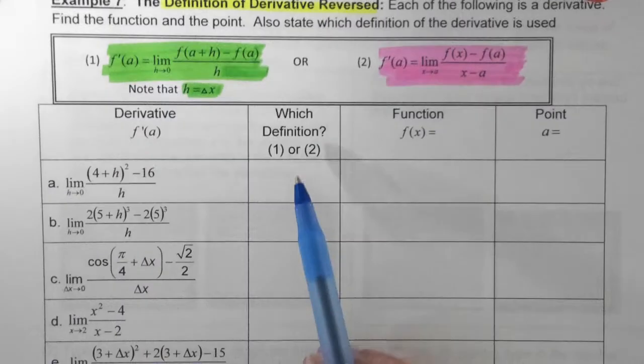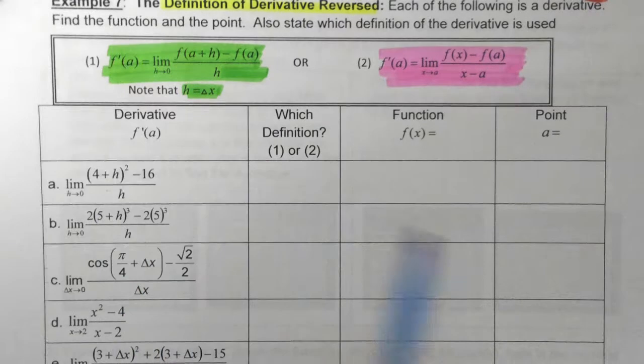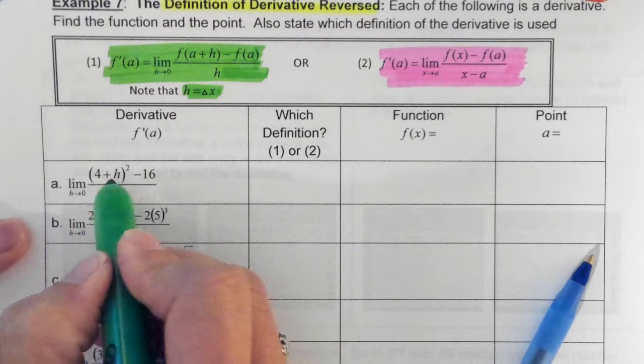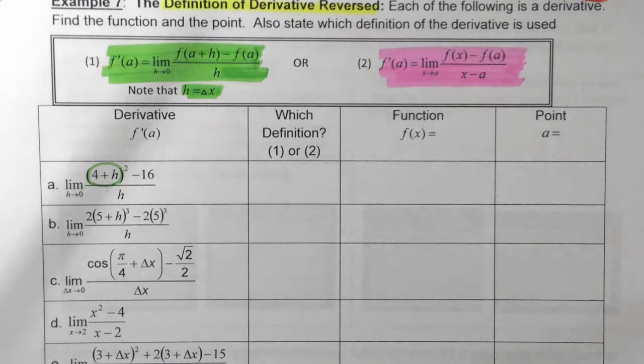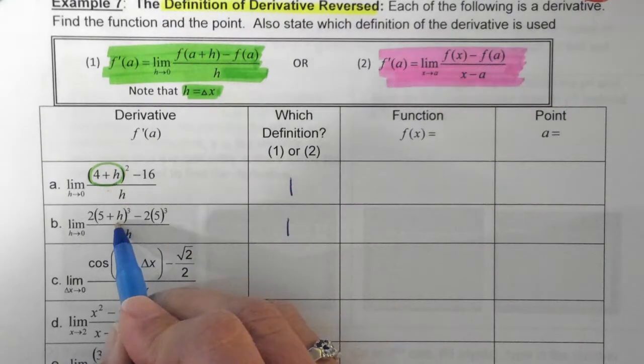If I'm using definition 1 or 2, when you're looking at this, this is the person had the function, they had the a value, and they plugged everything in. If you are given as h approaches 0, or you see this has an h, this is going to be definition number 1. Whenever you see an h anywhere, okay, so look at B. Is that 1 or 2? It's definitely 1 because you have the h.